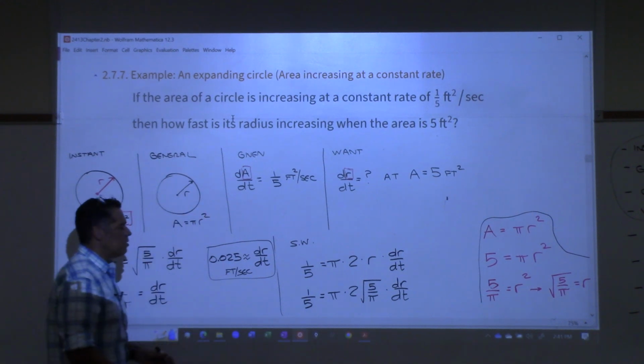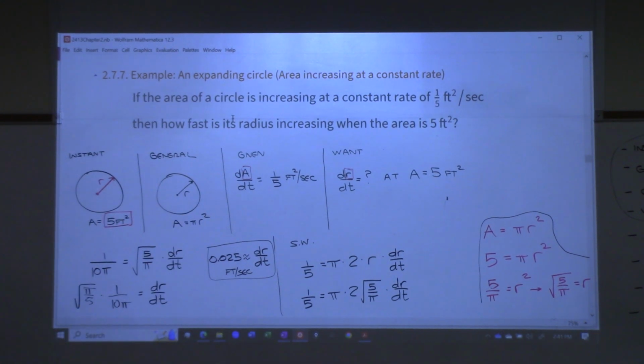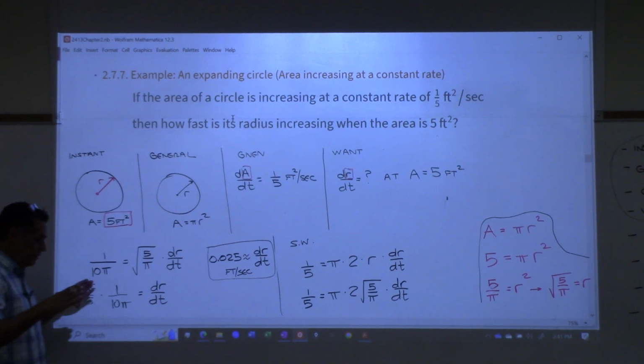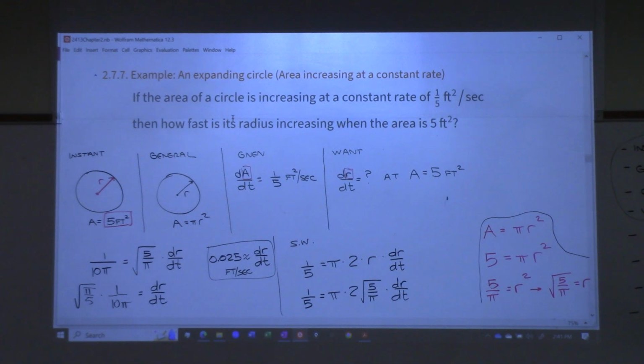So if you have a circle that's growing so that its surface area is increasing at a constant rate of 1/5 square feet per second, then at the exact moment that the area of that circle is 5 square feet, the radius is growing at 0.025 feet per second.